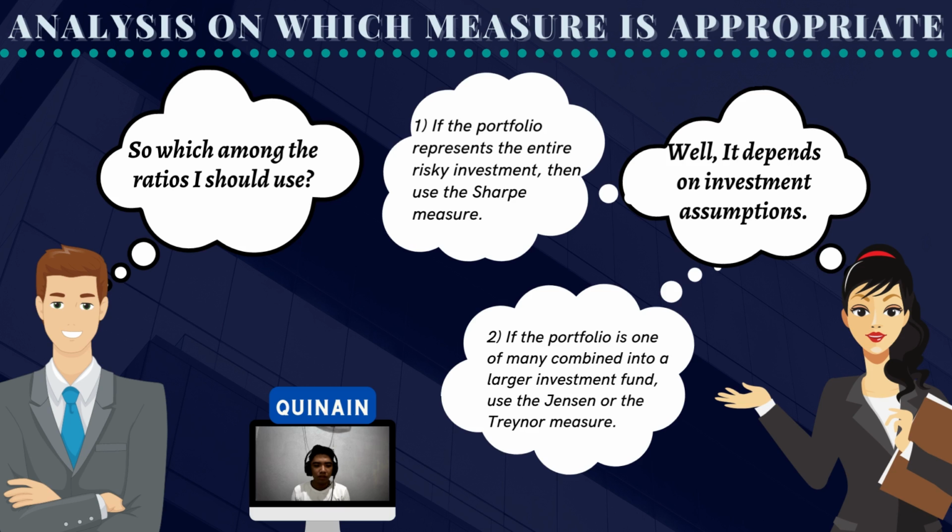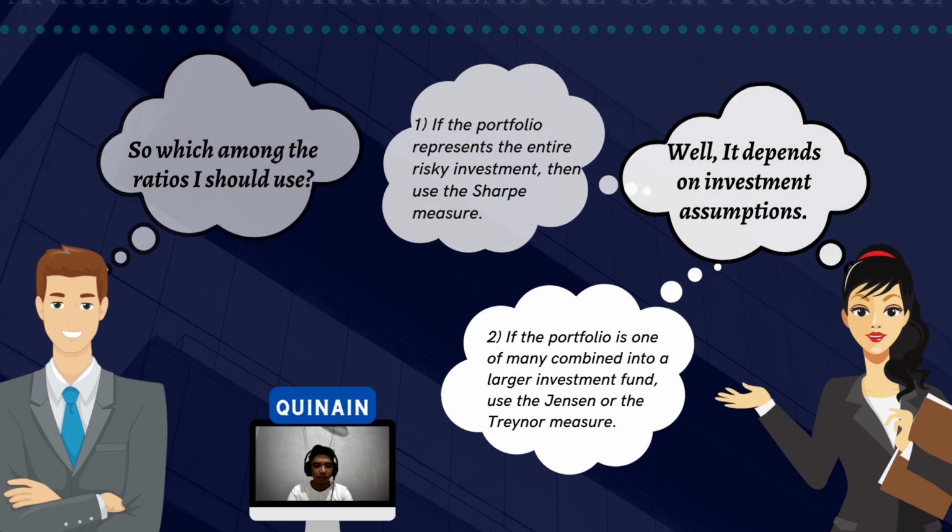The Sharpe ratio adjusts a portfolio's past performance or expected future performance for the excess risk that was taken by the investor. A high Sharpe ratio is good when compared to similar portfolios or funds with lower returns. Number 2. If the portfolio is one of many combined into a larger investment fund, use the Jensen or the Treynor measure. The Treynor measure is appealing because it weighs excess returns against systematic risk.